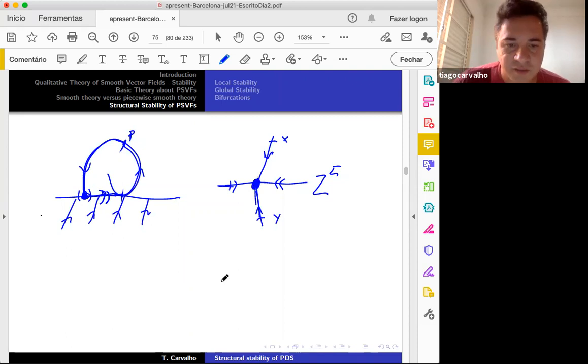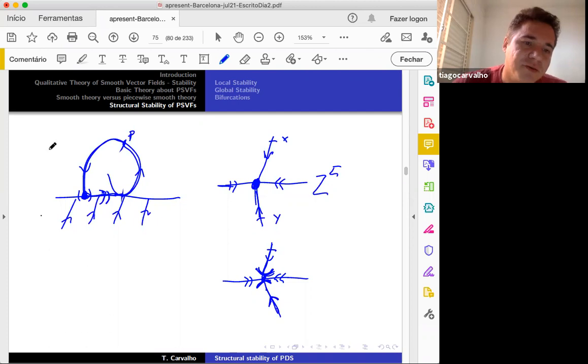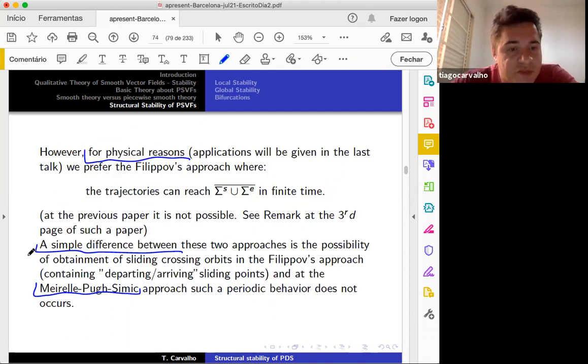While in the Meirelles-Simic-Pugh approach, these trajectories do not reach the pseudo-equilibrium. In fact, the maximal interval of definition of these trajectories is finite. There is a finite time where these trajectories are defined. And here we can define the trajectory for infinite time. This is a big difference between the Filippov approach, which we are using, and the Meirelles-Pierre-Simic approach.